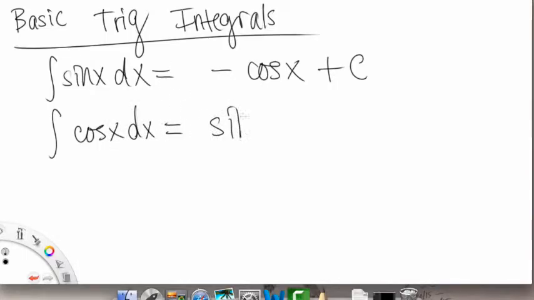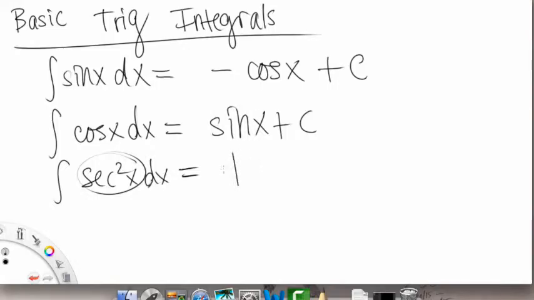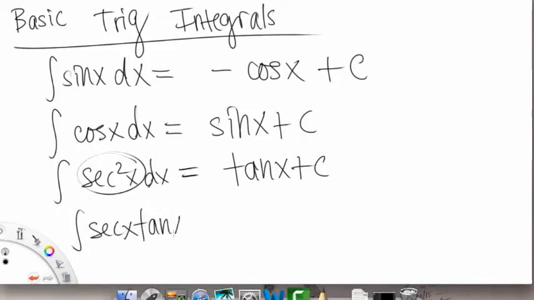So then this one's going to be sine x plus c, and then the next one is going to be secant squared x dx. So this one you can think like, okay, what when you differentiate gives us this secant squared x, and that would be tangent x plus c. Okay, we have a couple more. So then we have our secant x tangent x. What can you differentiate to get this thing inside? And that would be a positive secant x plus c.